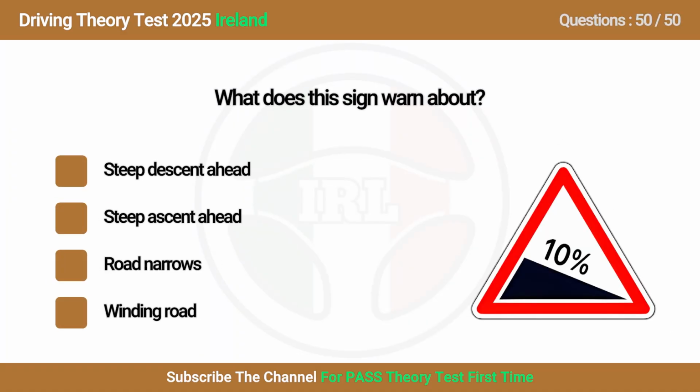A. Steep descent ahead. B. Steep ascent ahead. C. Road narrows. D. Winding road.